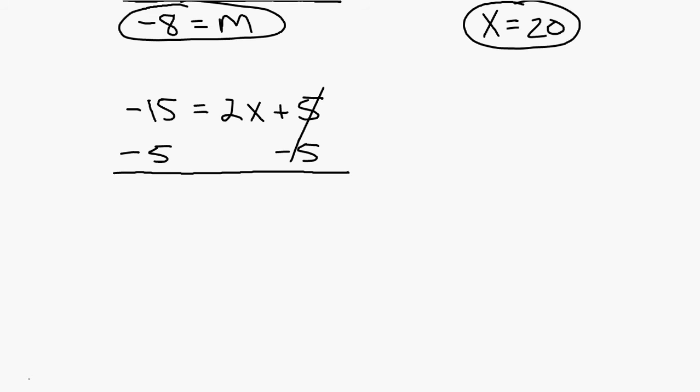So negative 15 minus 5, so negative 20 equals 2x. And the next step: divide each side by 2, right? What's the inverse of what's being done to the variable? So divide by 2 and divide by 2. So now it's negative 20 divided by 2. Negative 10. Negative 10 equals x. These 2's cancel out.